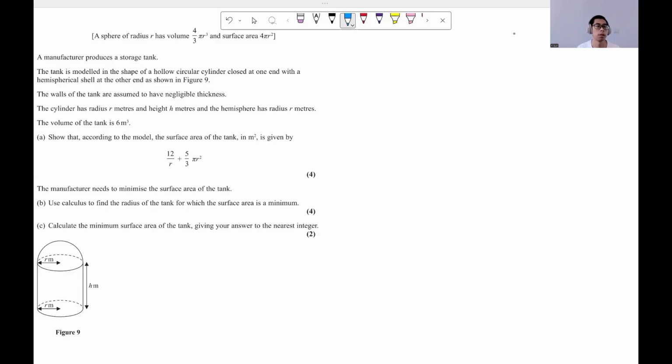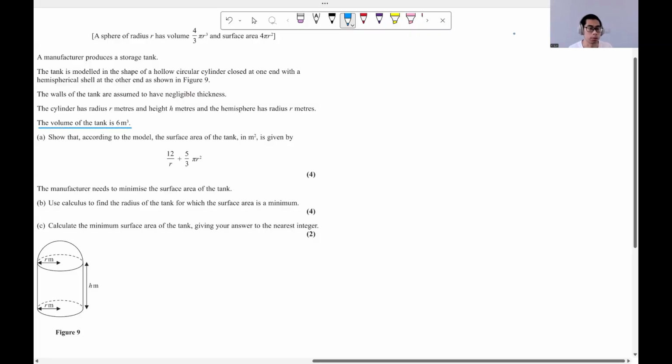Question 13. A manufacturer produces a storage tank. The tank is modeled in the shape of a hollow circular cylinder closed at one end with a hemispherical shell at the other end, shown in figure 9. The walls of the tank are assumed to have negligible thickness. The cylinder has radius r meters and height h meters, and the hemisphere has radius r meters. The volume of the tank is 6 meters cubed.